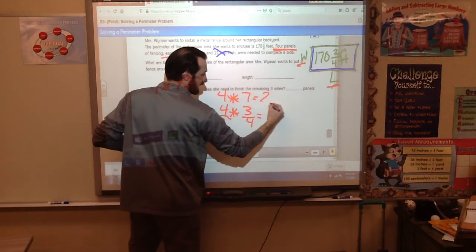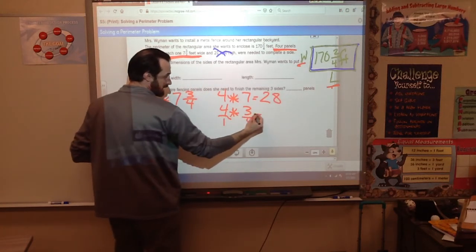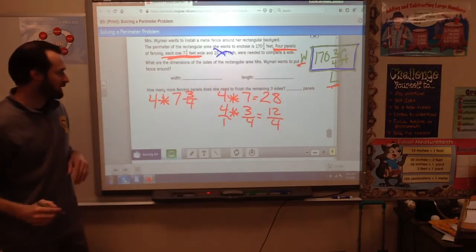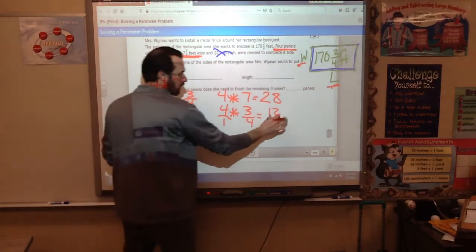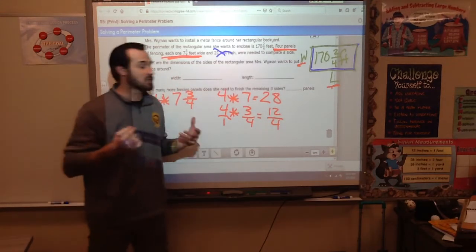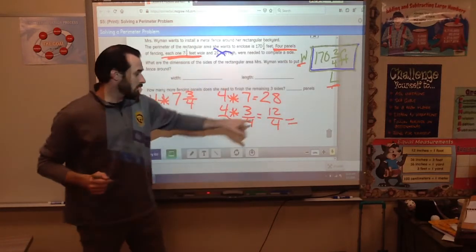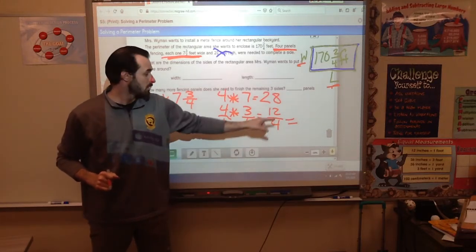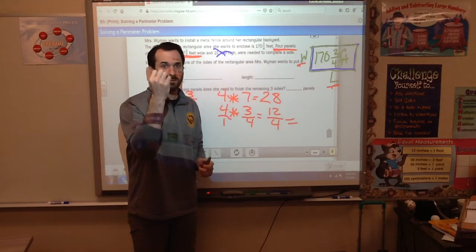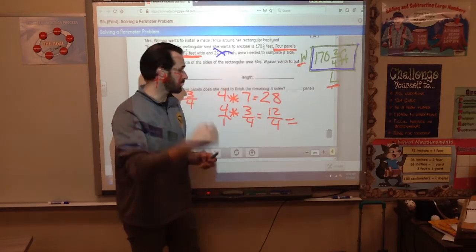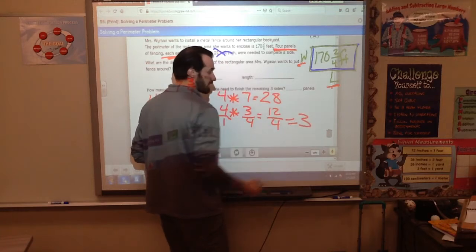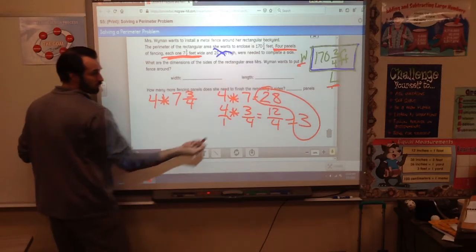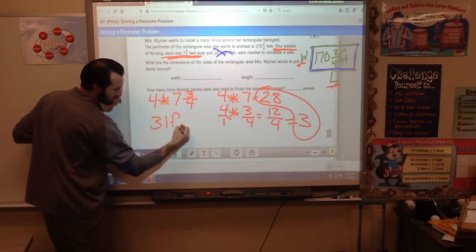4 times 7 is 28, and 4 times 3 is 12, and 1 times 4 is 4. So you'd get 28 12/4. Of course, we know we don't want to leave this as 12/4, so I'm going to show you a trick to speed this up. We could go 12 divided by 4, but another way to look at this is you can count by 4s to get to 12. How many 4s go into 12? 4, 8, 12. 3 of them. So 12/4 is the same as 3. So altogether, that side is 28 plus 3, 31 feet long.